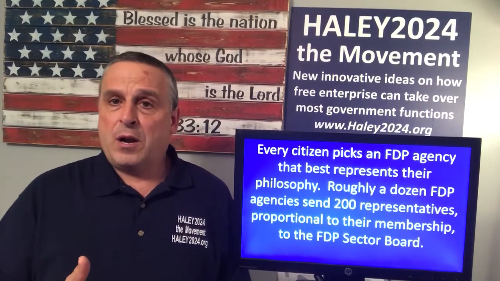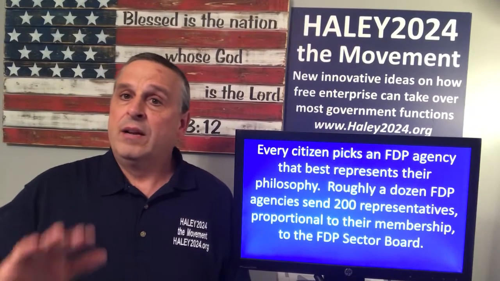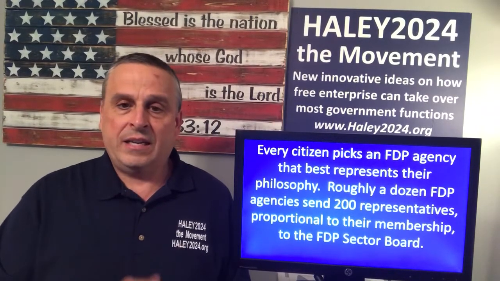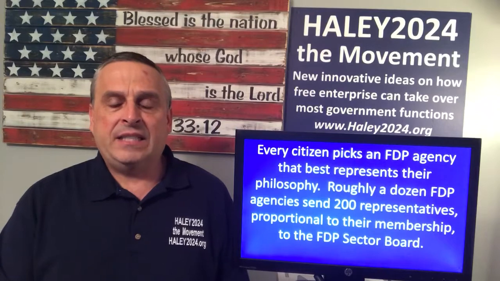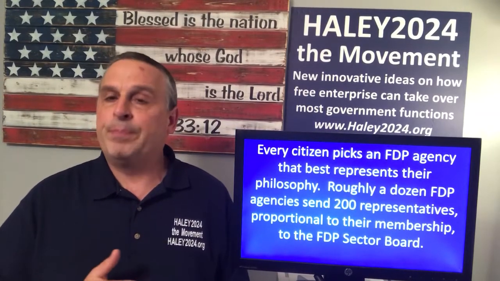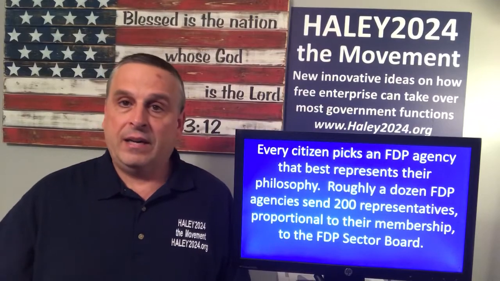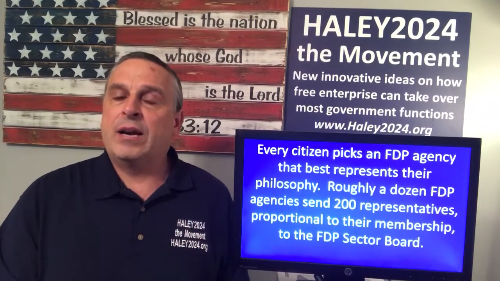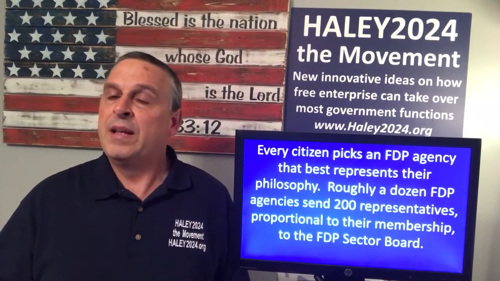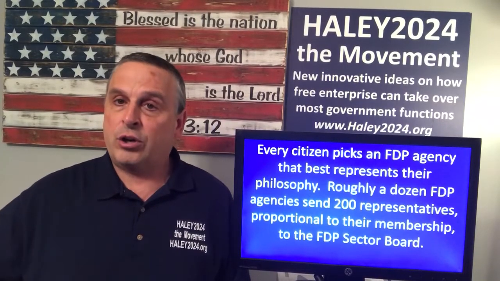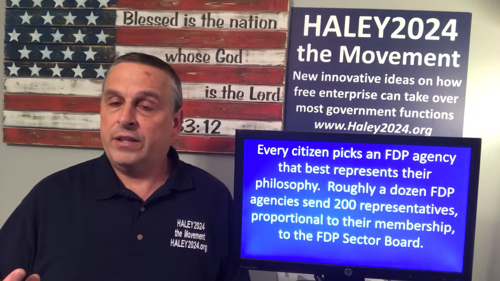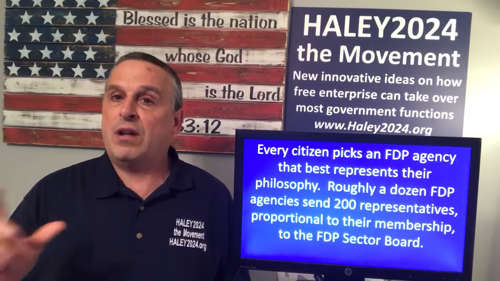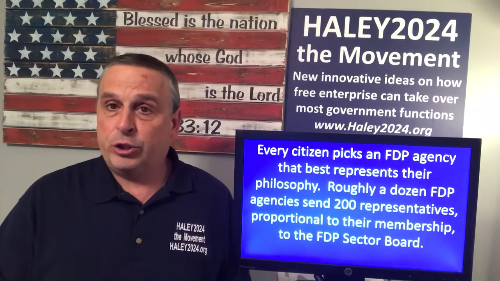And all 5 of these have primary authority at the federal level, by the way. The other 25 sectors have primary authority at the state level. That's not here or there right now. Okay, every citizen picks a DFP agency that best represents their philosophy. So liberals and conservatives, libertarians and middle-of-the-road people, people from the Heritage Foundation or people from the Brookings Institute, they all have different ideas about how we should run our State Department, how we should have relations with other countries. There's a lot of different philosophies. 12 different groups is enough to have a very wide range of philosophies. You pick the one that best matches you.